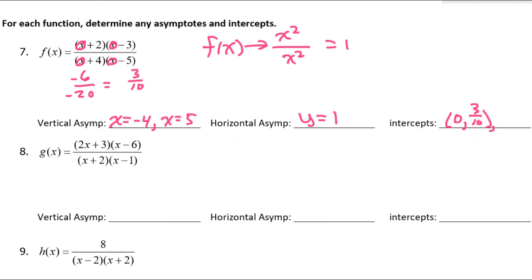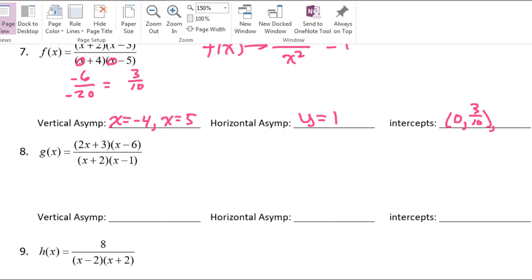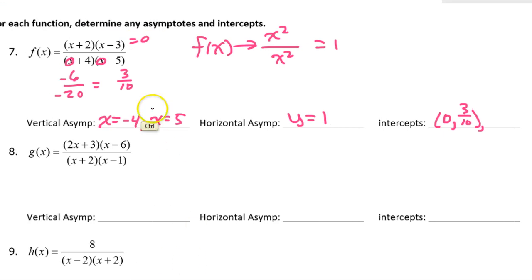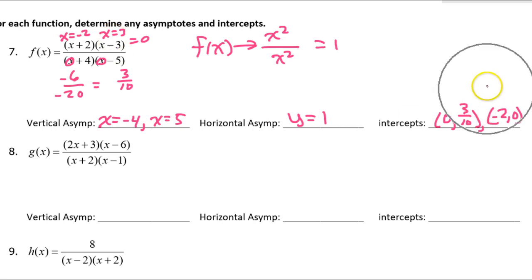Okay, so the y-intercept will be 0, 3 over 10. Now, for the x-intercept, you set the numerator equal to 0. So if I set the numerator equal to 0, that's going to give me x equals -2 and x equals 3. But intercepts are ordered pairs. So that -2 is really -2, 0. And that 3 is really 3, 0.